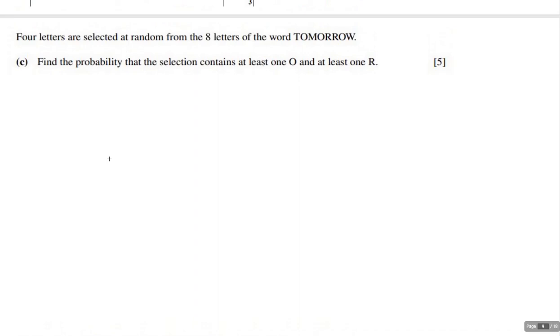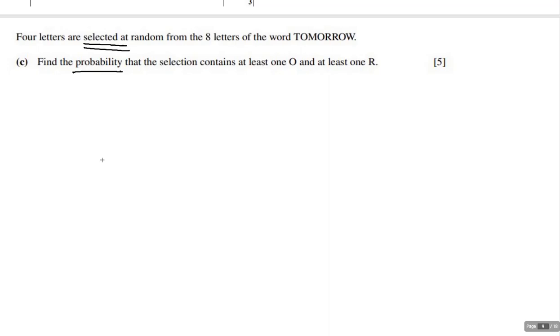What's different about C? Kayla, what's going on in C? That it deals with probability. That's true. What else is happening? Are we arranging or are we choosing? Choosing.